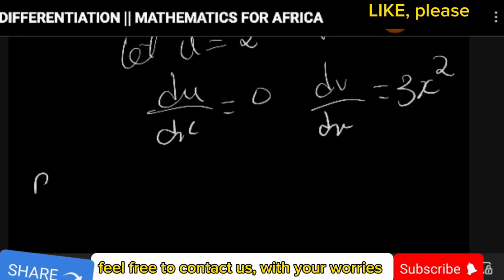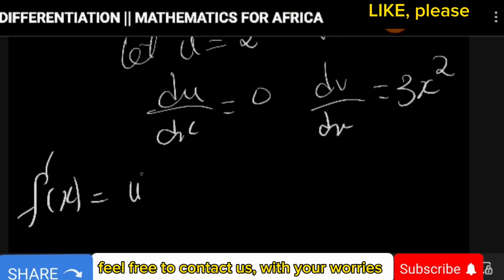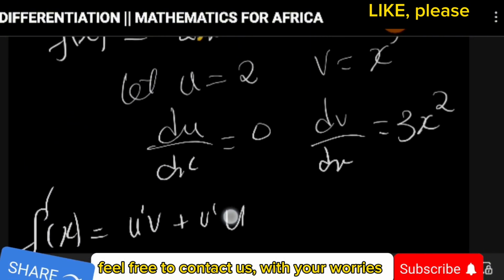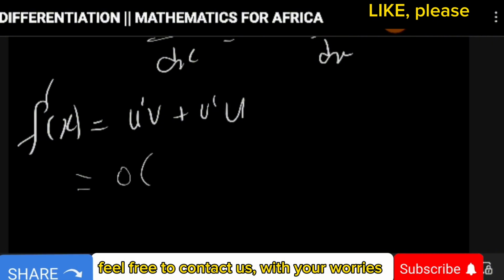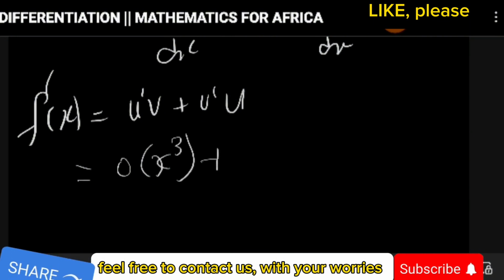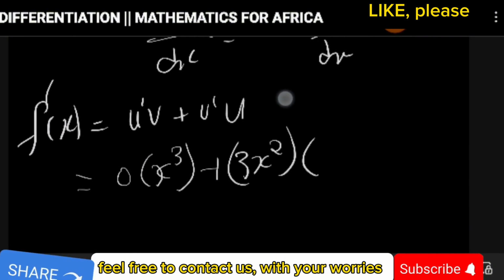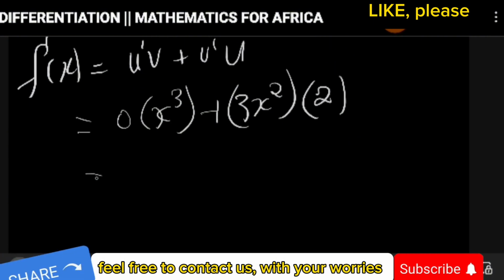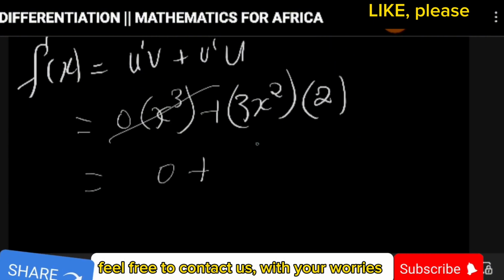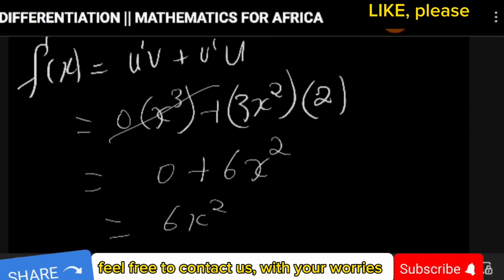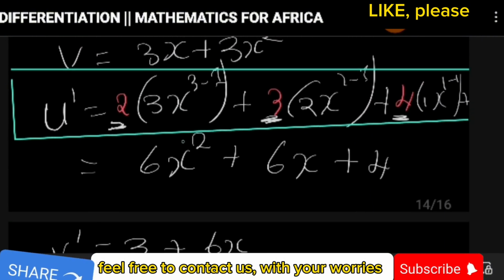Now the product rule is saying that our f prime of x will be equal to u prime v plus v prime u. And if you apply it, our u prime is du dx, which is 0, multiplied by our v, which is simply x cubed, plus v prime, which is 3x squared, multiplied by u. What is our u? Our u is simply 2. And what are we getting here? 0 times all of this vanishes, we get 0 plus 2 times 3, which gives us 6x squared, and this is indeed 6x squared. Have you seen? That is why I got 6x squared here.